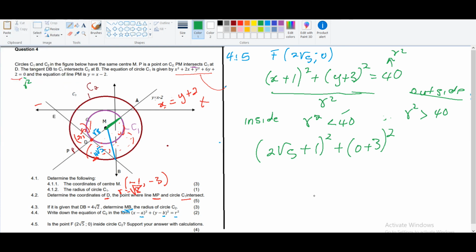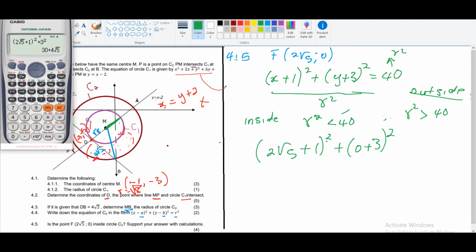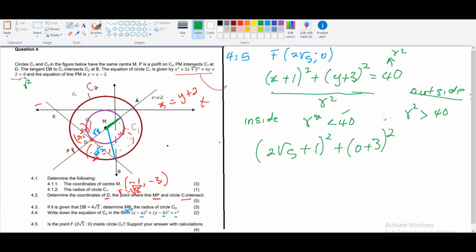That thing is equal to, let's see, 30 plus 4 root 5. Let's write it as it is first. I'm sure you cannot read this number, you do not have an image of what it is. But we see that it's 30 plus 4 root 5.